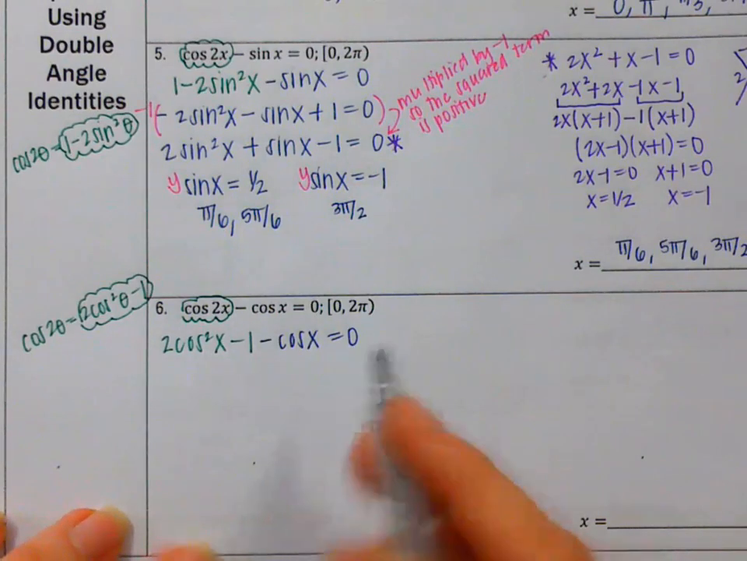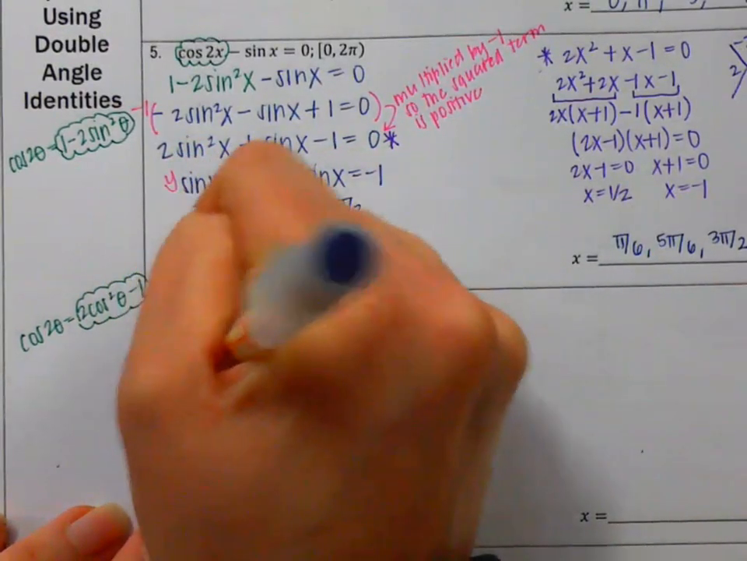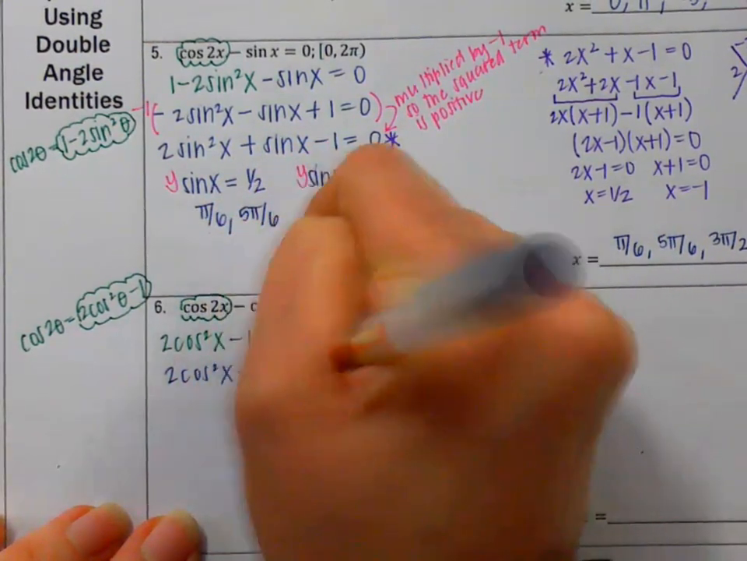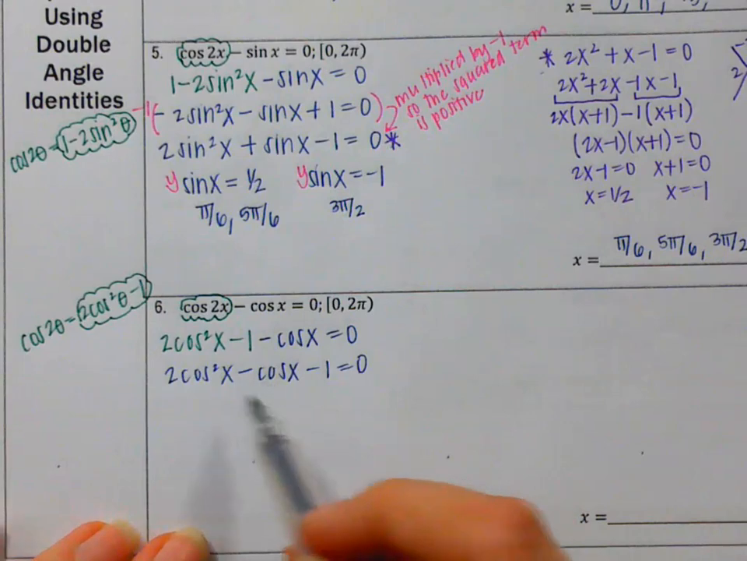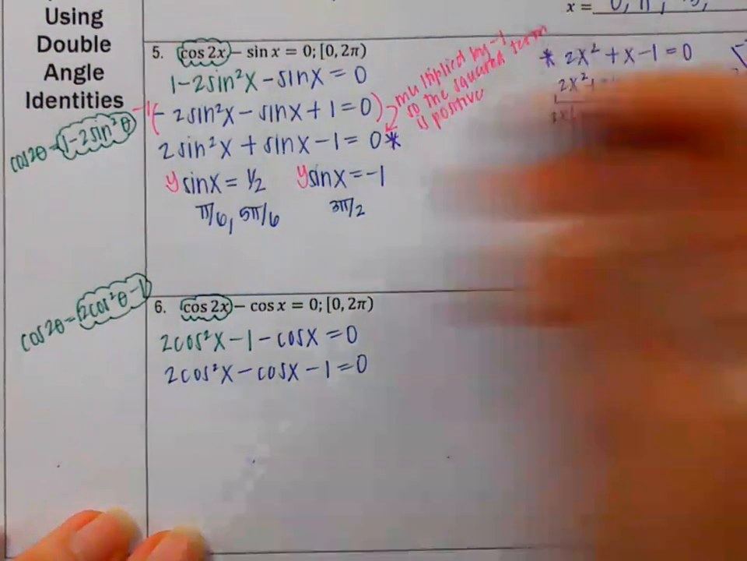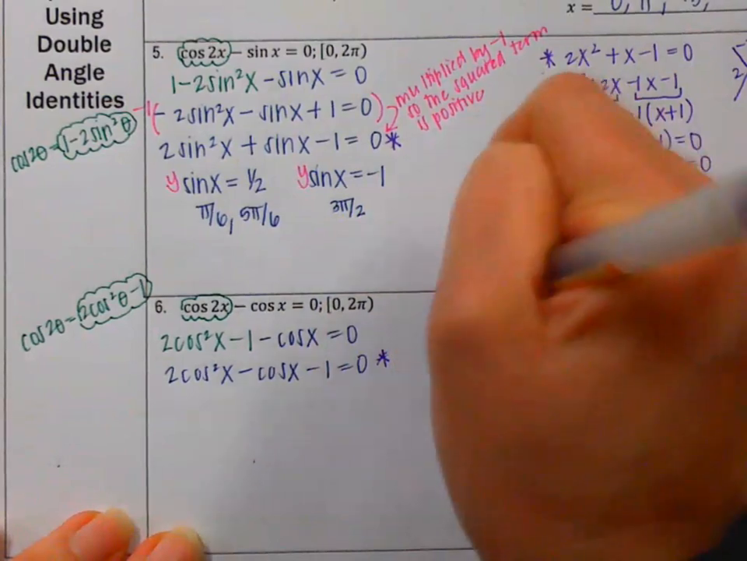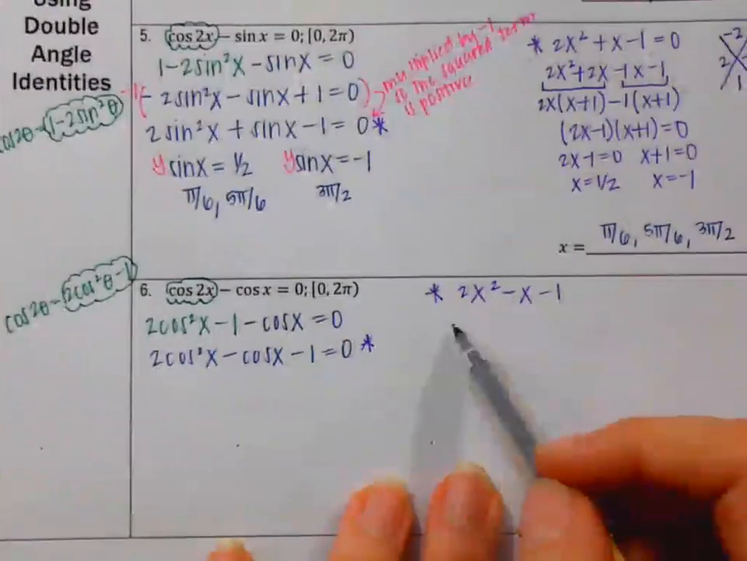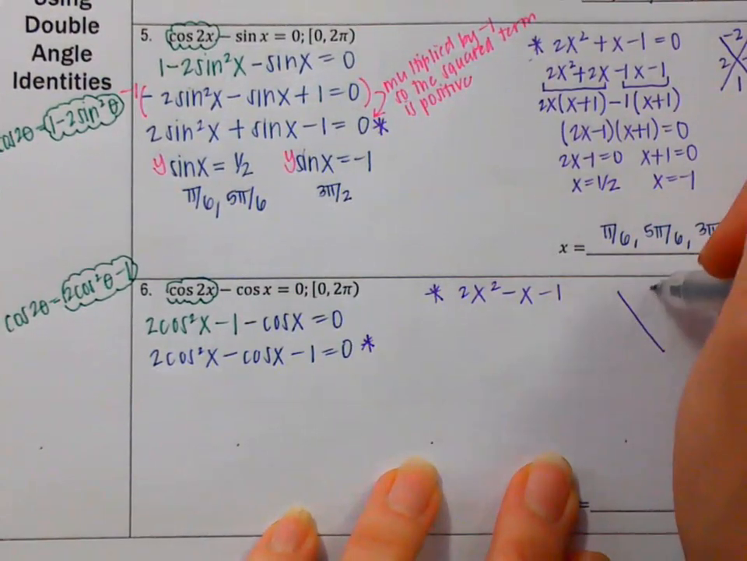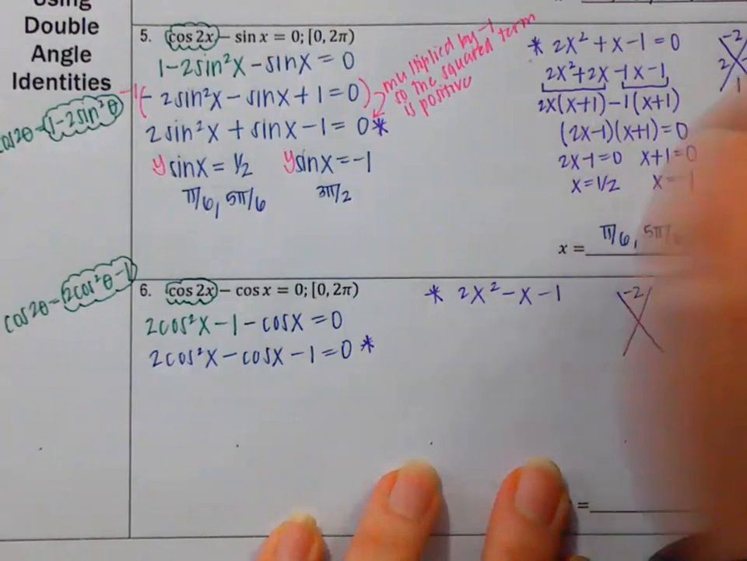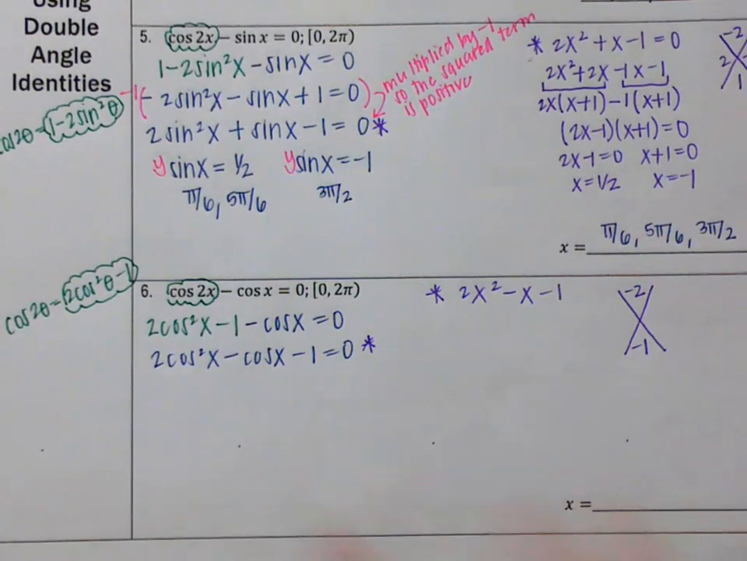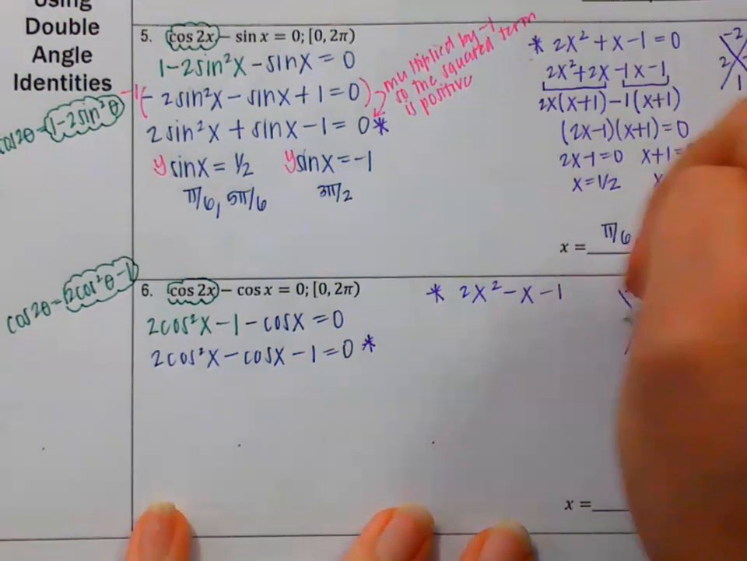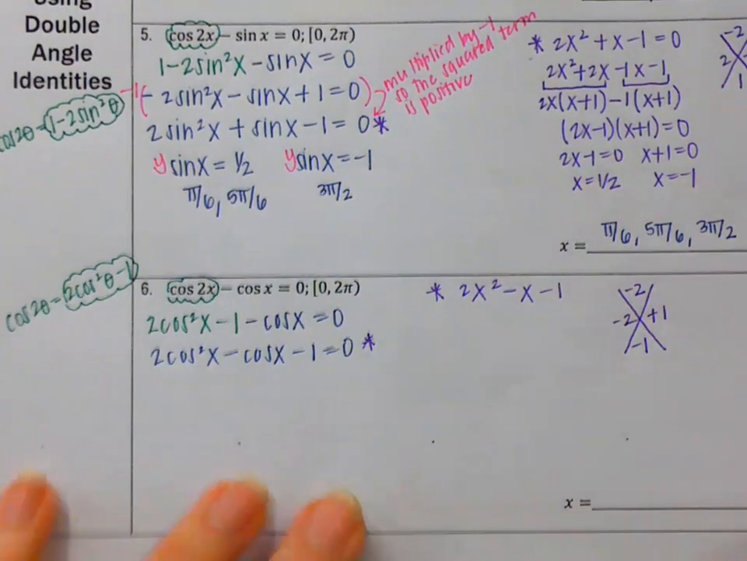So I'm just going to rearrange that. So I have 2 cosine squared x minus cosine x minus 1. And then I can go ahead and start to factor. So I'm going to move that part over here. So that's going to be 2x squared minus x minus 1. Again, a is greater than 1, so I'm going to have to split my middle term. 2 times -1 is -2. My b value is -1. So I'm thinking what 2 numbers multiply together to get me -2 and add to get me -1. And so that's going to be -2 and +1.